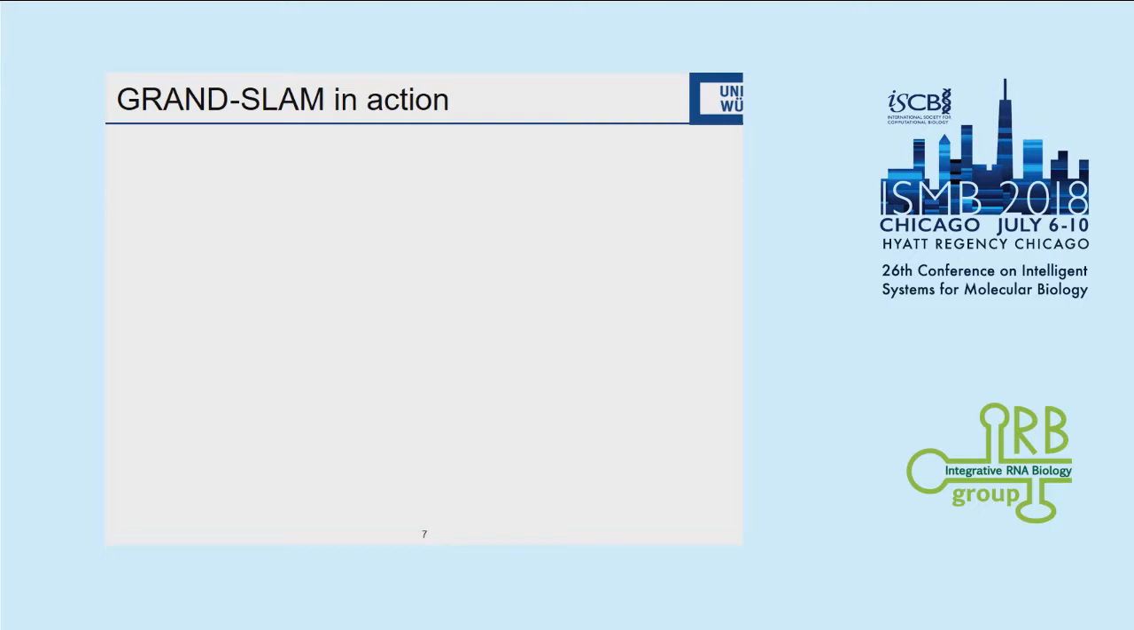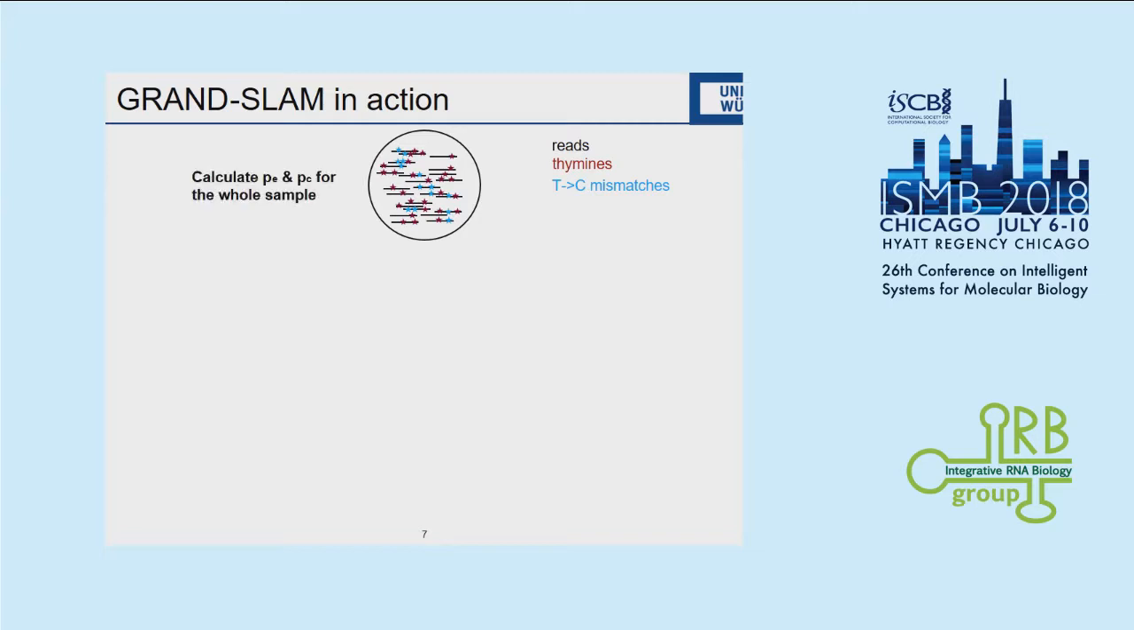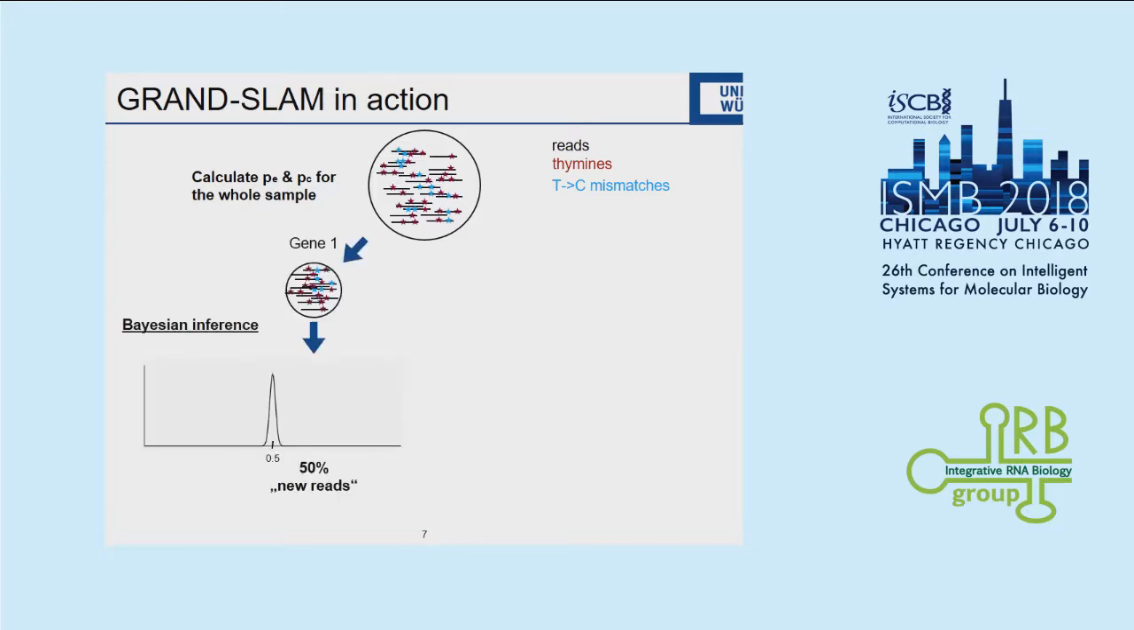To give you a more pictorial way, or a short summary, of what GRAND-SLAM does: you're presented with your whole sample, or the reads of your whole sample, which are mapped against the reference genome. So each read has a certain amount of thymines and a certain amount of thymine to cytosine conversions. We estimate PE and PC for the whole sample, like I just showed you, and then we take the reads for a specific gene.